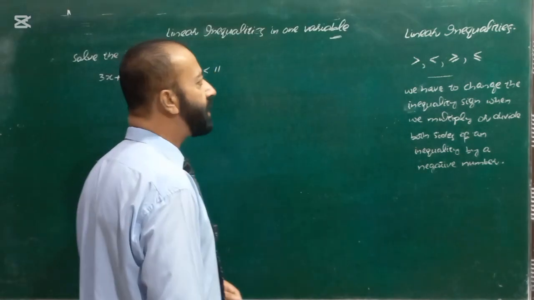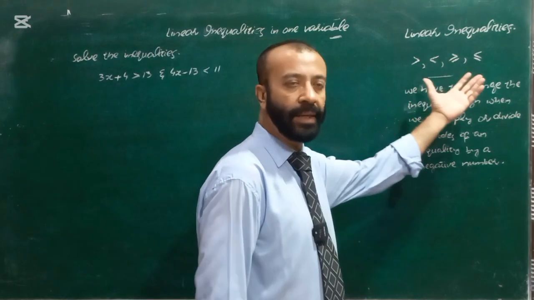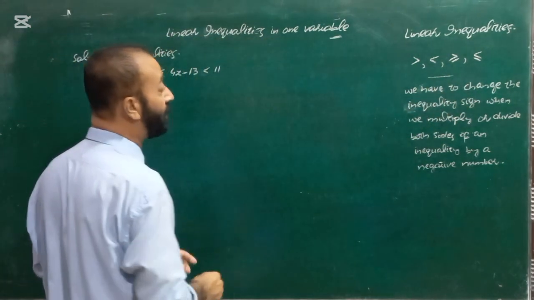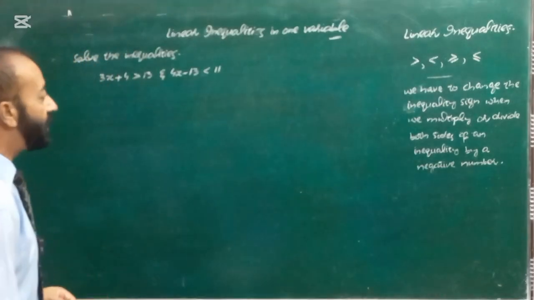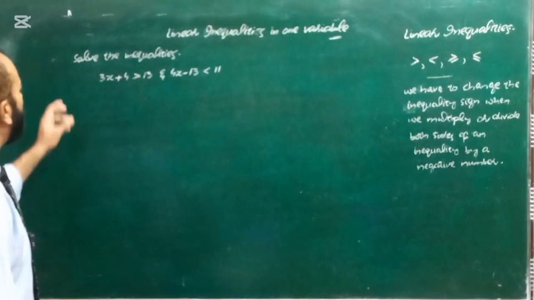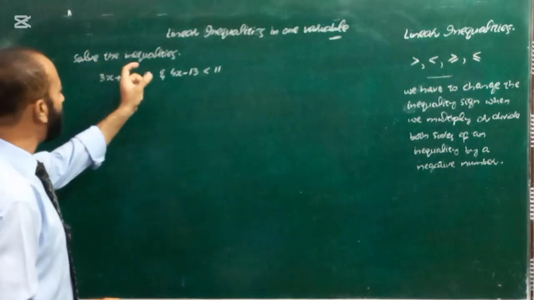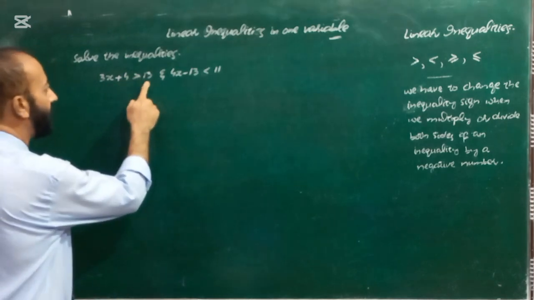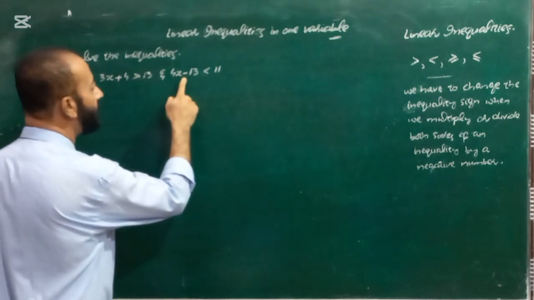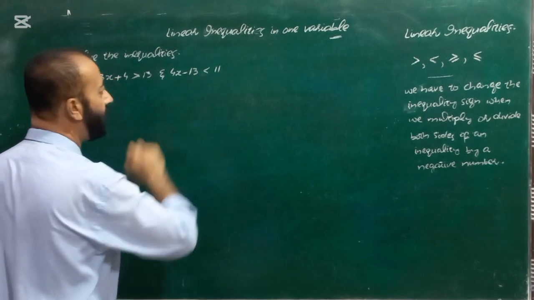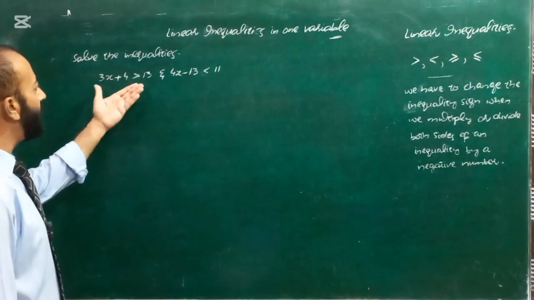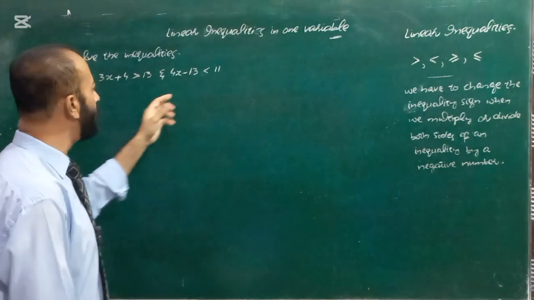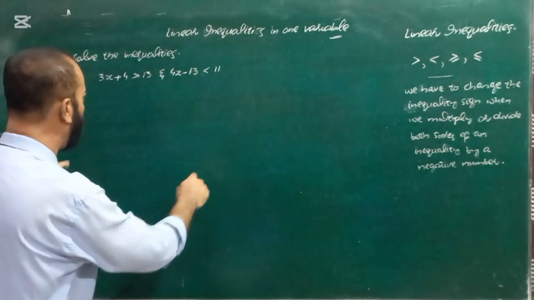Here is the next category in the linear inequalities, that is linear inequalities in one variable. So concentrate yourself. This is somewhat different. The statement is solve the inequalities. And the question is 3x plus 4 greater than 13 and 4x minus 13 lesser than 11. So you can see here two inequalities have come at the same time. So we will solve them in parallel.